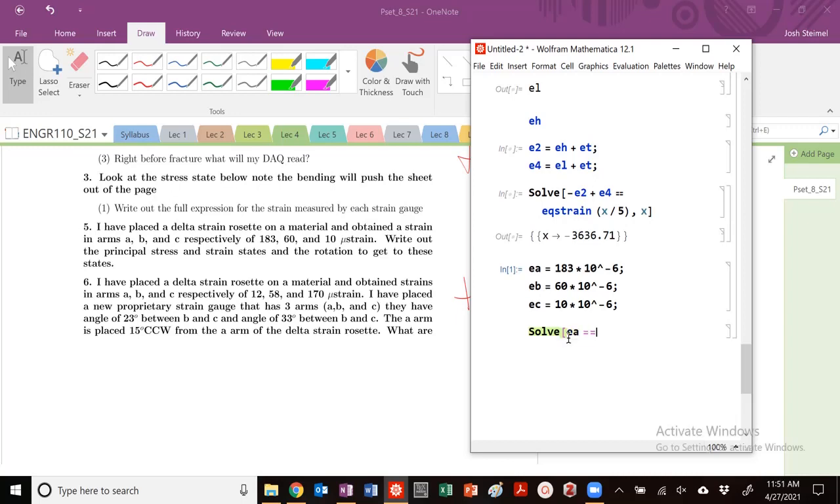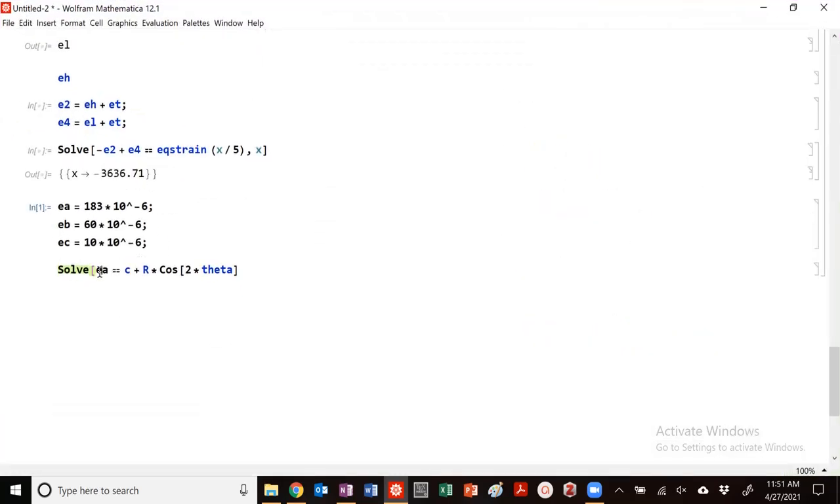So I'm going to have to choose this is equal to C plus R times cosine of 2 times theta. And then I'll use that. And then I'm going to also do the same values here. So let's go ahead and solve these out.